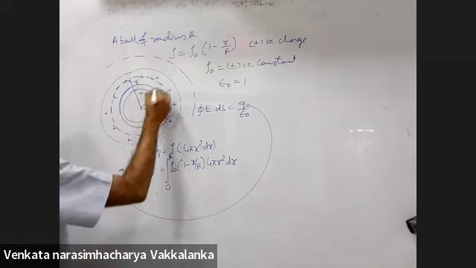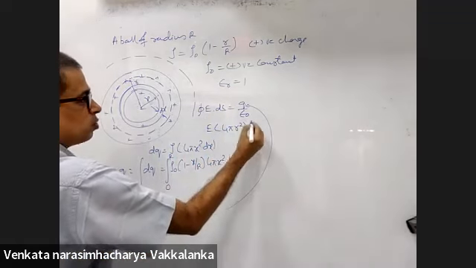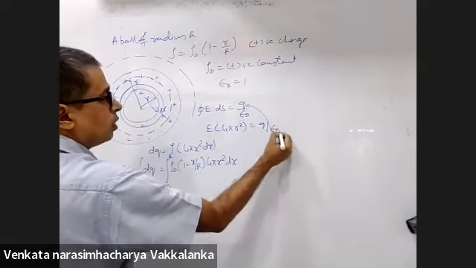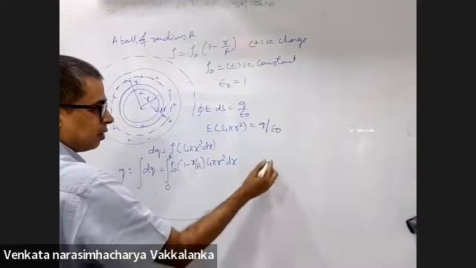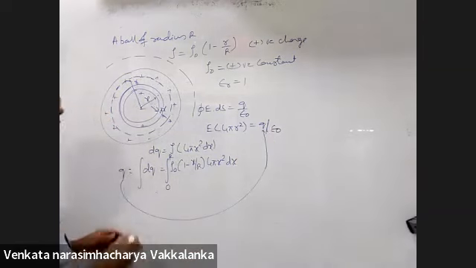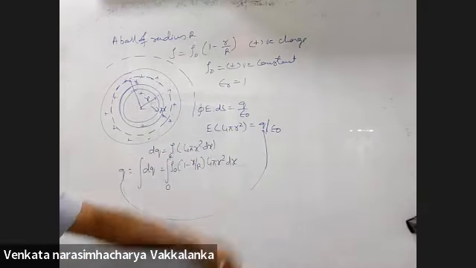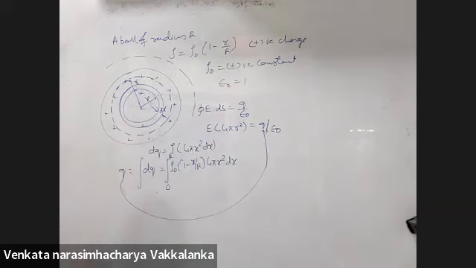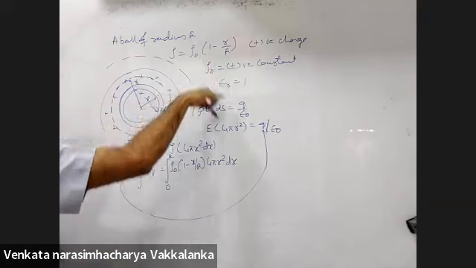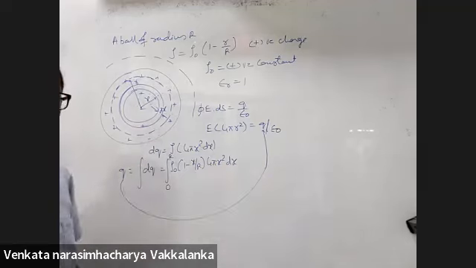The difference is we have integrated from 0 to capital R. Here E into 4 pi small r square is equal to Q by epsilon naught. Q you will substitute here. This small r is the radius outside. You gave me in terms of small r. Q will be from 0 to capital R. Outside capital R you will not have charge. This is the second bit.